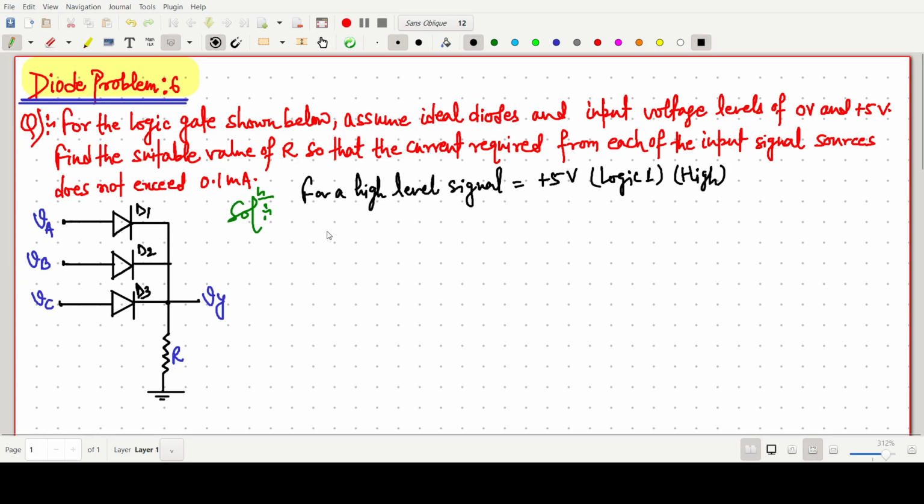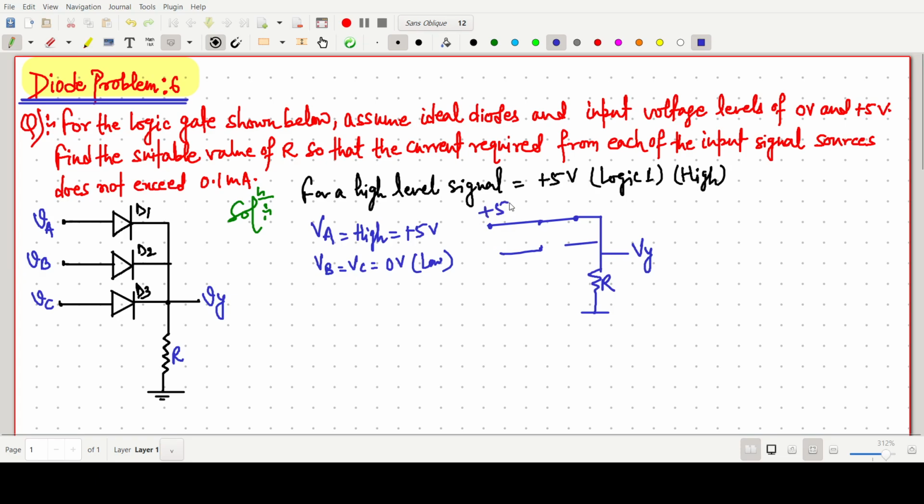For a very simple example, if VA is high, logic high, plus 5 volt, and VB and VC are low, meaning 0 volt, then the diode D1 will be on, and the other two, D2 and D3, will be in the off state. The circuit will be R, VY, with 5 volt.